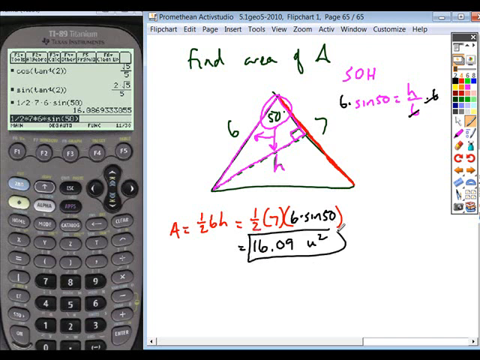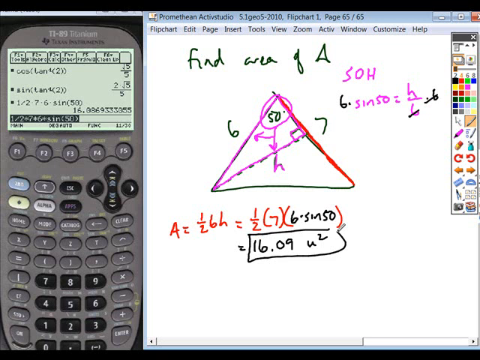Anytime I write my answer, I'll label the units if they're given, so feet squared, inches squared, centimeters squared, whatever it happens to be. If there's no units given, I'll just use the letter U, which represents undisclosed units. And since it's an area, we're dealing with two dimensions, so it'll always be square units.